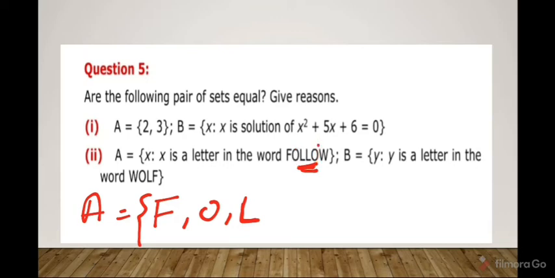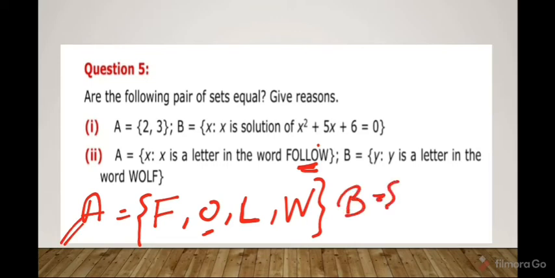Clear? Now O is already here in the set, so we will not repeat it again. And the last one is W. So if you change set A into roster form, this will be the representation. Similarly, B is the collection of the letters in the word wolf. So here it will be W, O, L, F. All the letters are distinct.